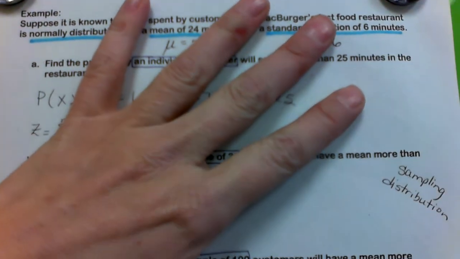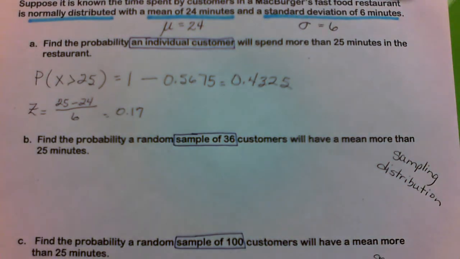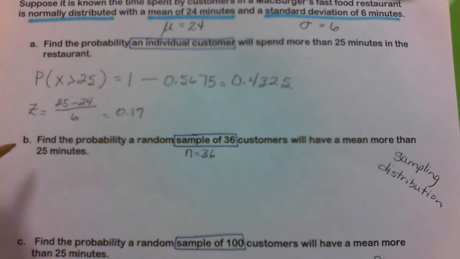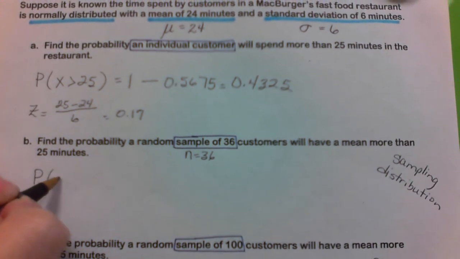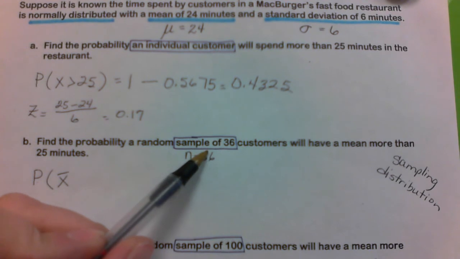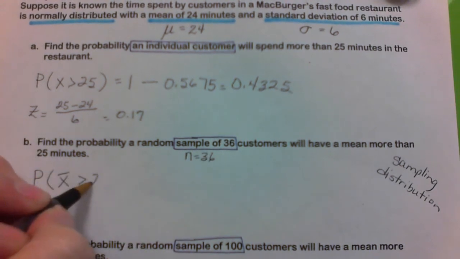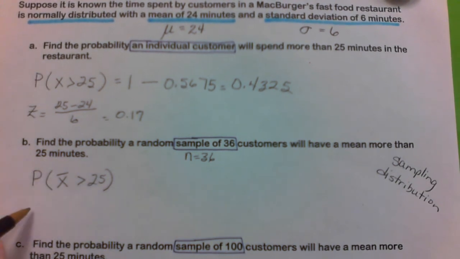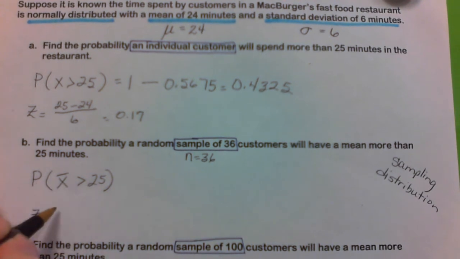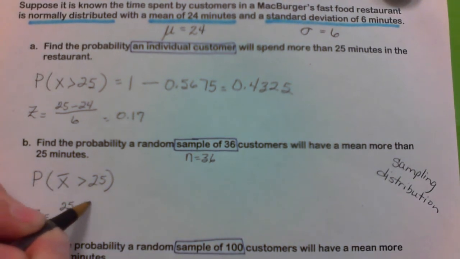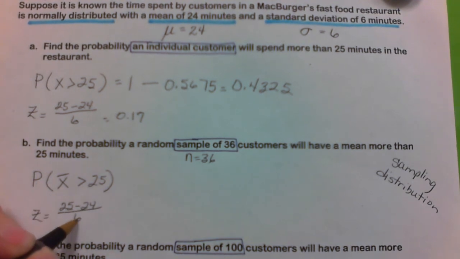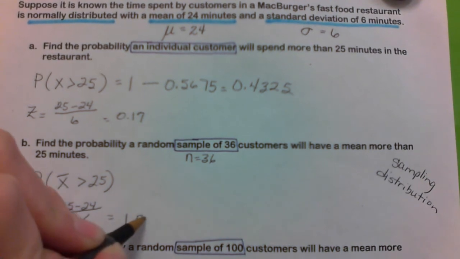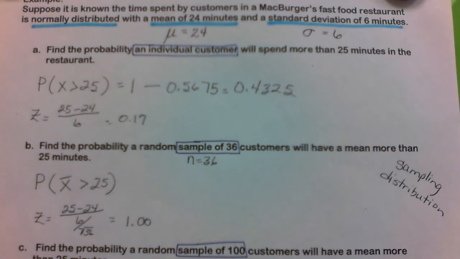Now, part B is worded differently, and this is what you have to be careful of. Now they're talking about a sample of 36 customers have a mean of more than 25 minutes. So this will be X bar because we're talking about 36 customers more than 25. So the probability looks the same other than this is X and X bar, but the way you calculate Z changes. So this would be 25 minus 24 divided by 6 divided by the square root of 36. And when you calculate that, you get 1.00. So that's your Z value.